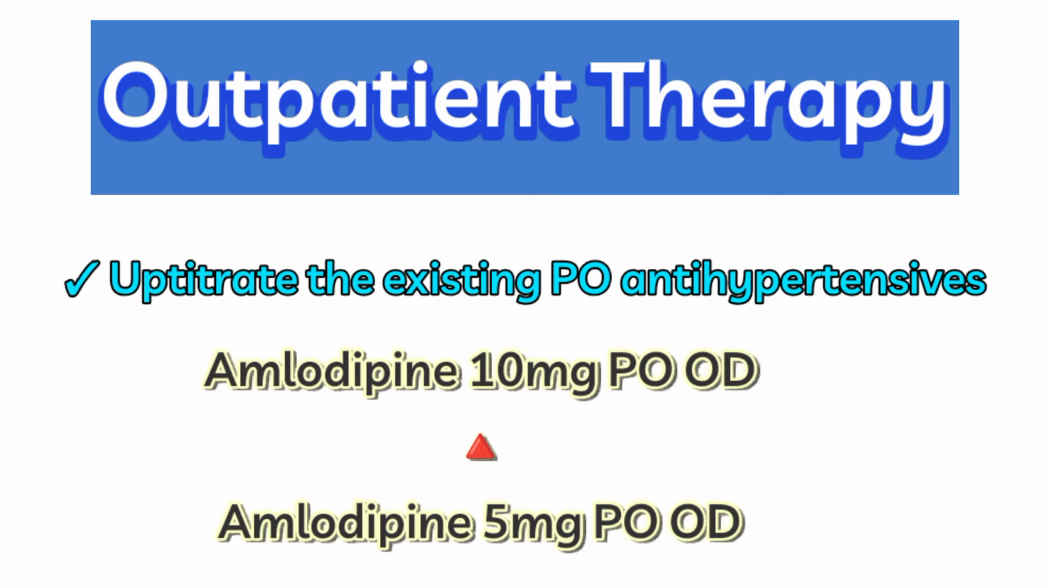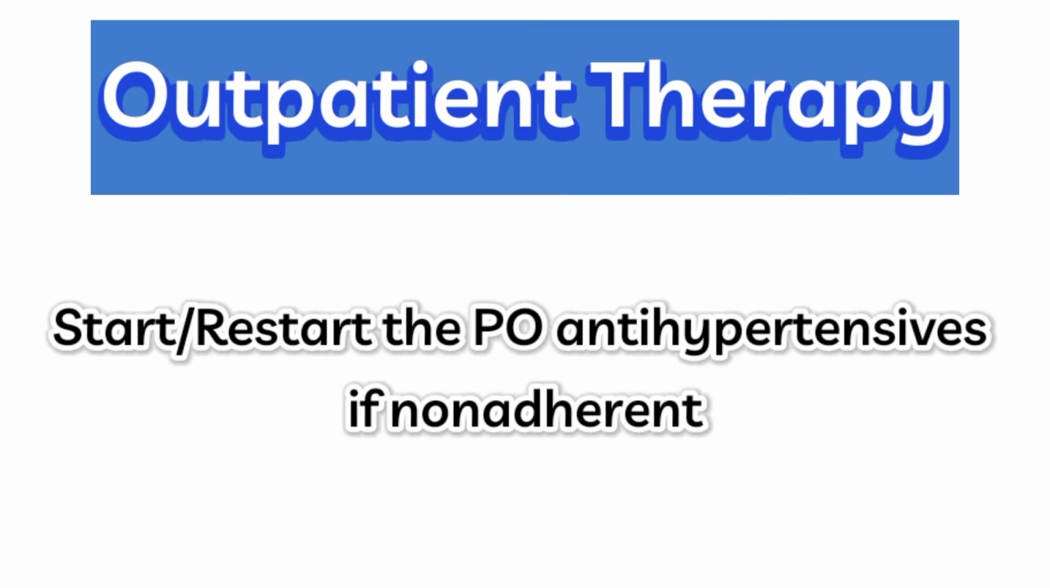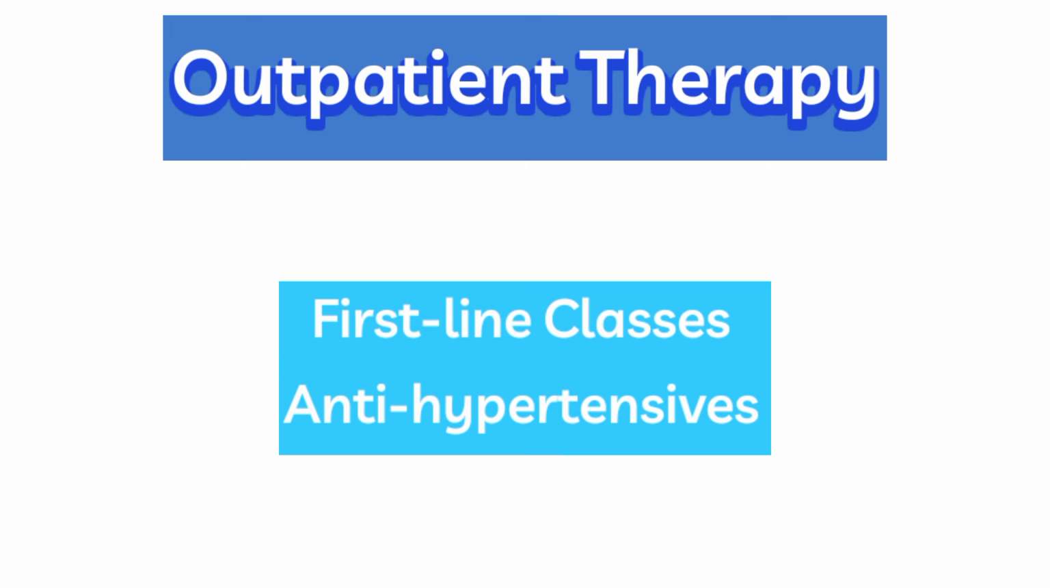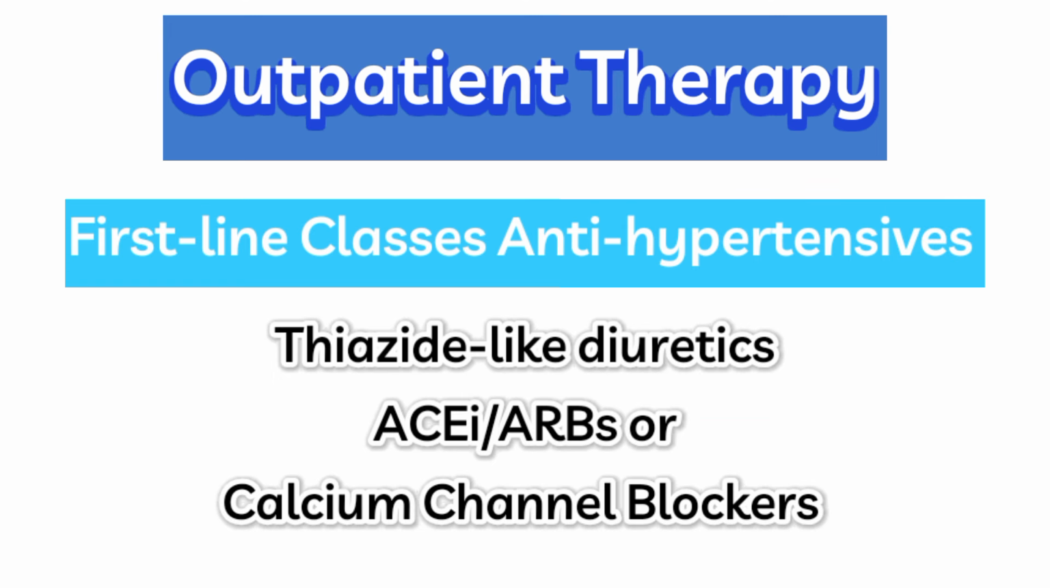For example, you can double the current amlodipine dose from 5 mg to 10 mg, or add a second agent from a complementary class. If the patient is non-adherent, you can restart them on their previous regimen immediately. If the patient has been untreated or has poorly controlled blood pressures, start on combination therapy right away, using two agents from different classes for faster and safer control. The preferred first-line classes per 2025 guidelines are the thiazide-like diuretics, ACE inhibitors or ARBs, or calcium channel blockers. Start with combination therapy for severe cases.